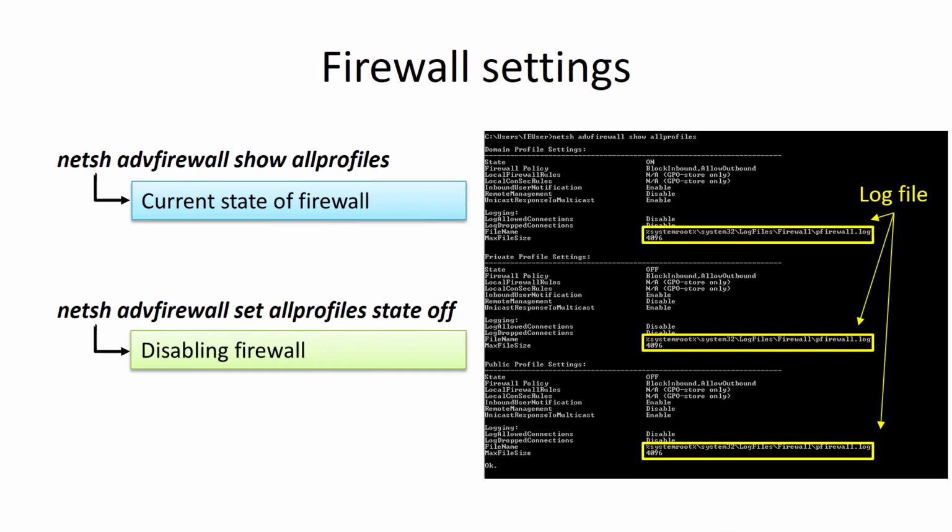And finally, let's check the state of the firewall. All Windows firewalls have 3 profiles for home, public and work networks. You can disable it or change the configuration.